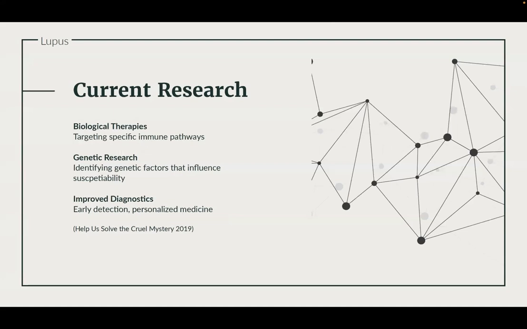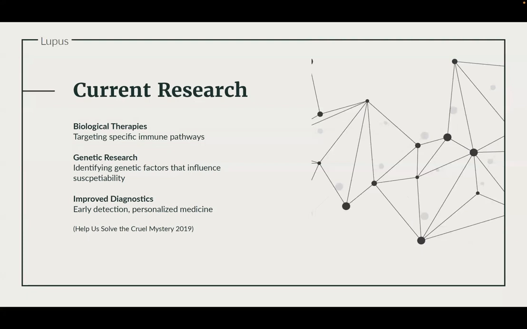So some current research and future directions in this field are some biological therapies. So there are new treatments being developed that target specific pathways in the immune system. These therapies aim to offer more precise and effective management of lupus with fewer side effects compared to traditional treatments.